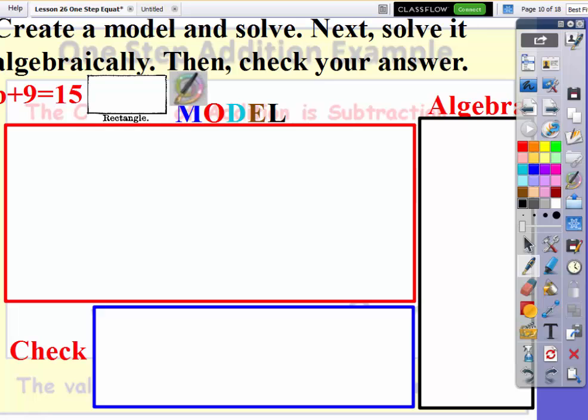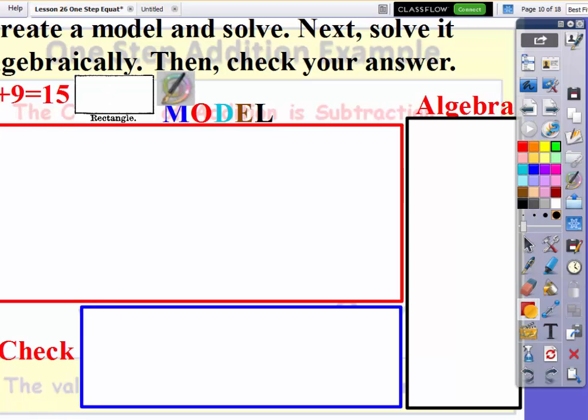I have 3 parts: create a model and solve. Next, solve it algebraically. Remember, algebraically means using that math. And then I'm going to check my answer like we just did. So my first part is I'm going to look at my problem. B plus 9 equals 15. I'm going to create a model. So I'm going to start with my model.